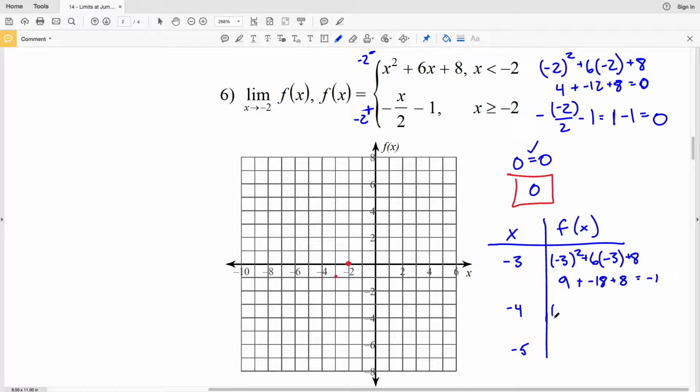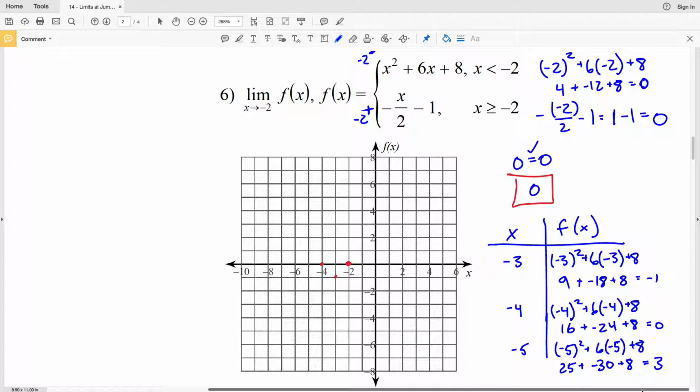Now for negative 4, we'll have negative 4 squared plus 6 times negative 4 plus 8. Negative 4 squared is a positive 16, and I'm adding 6 times negative 4, which is negative 24, and then plus 8. 16 plus 8 is a positive 24, and when I'm adding that to negative 24, I'll get 0. So when I'm at negative 4 in the x, I'm at 0 in the y. And then I'll go ahead and evaluate at negative 5. Negative 5 squared plus 6 times negative 5 plus 8. That's going to be 25 plus negative 30 plus 8, which is a positive 3, because 25 plus negative 30 is negative 5, plus 8 is a positive 3. So then, negative 5, 3. Now I'll go ahead and draw this parabola.